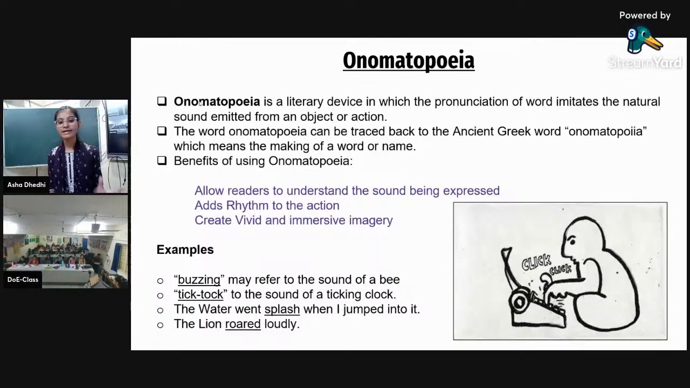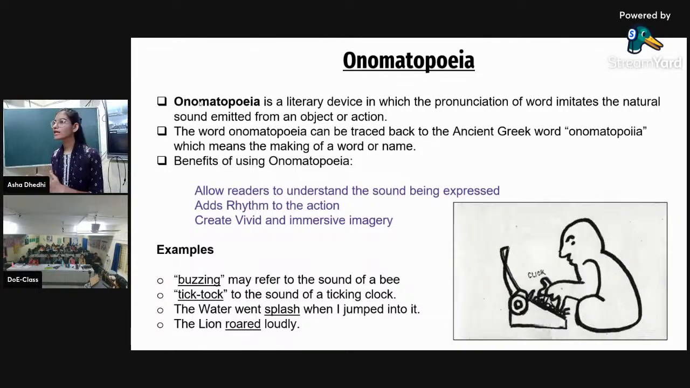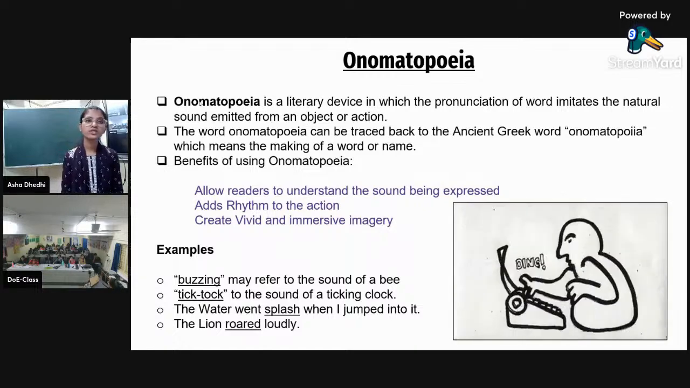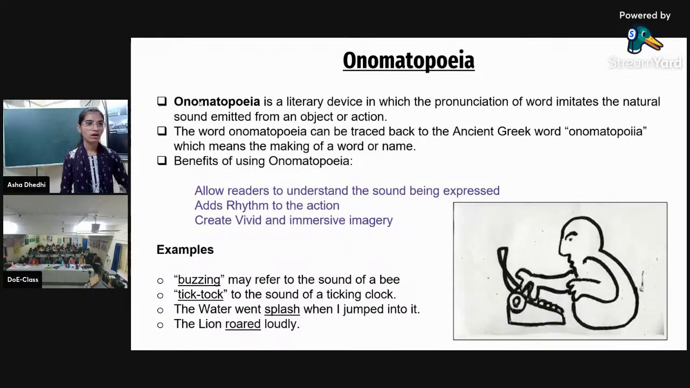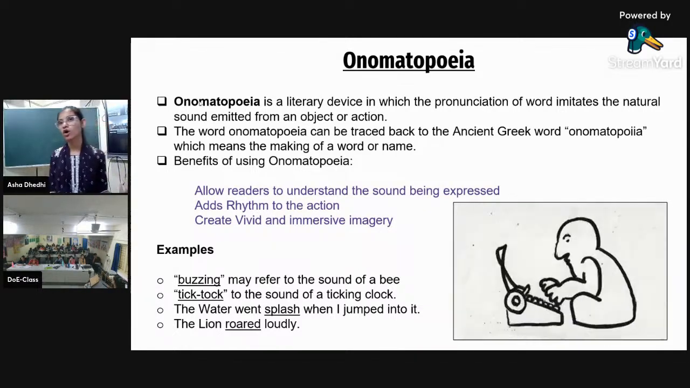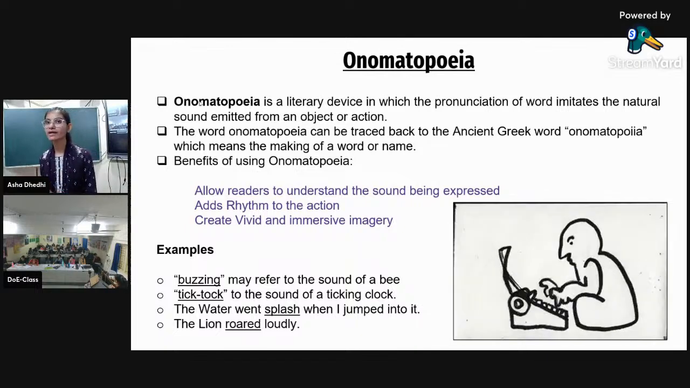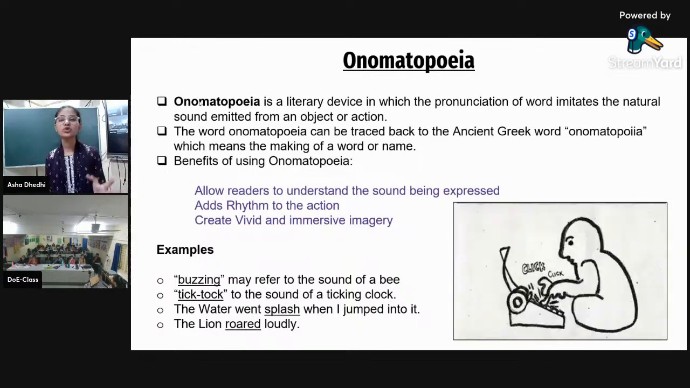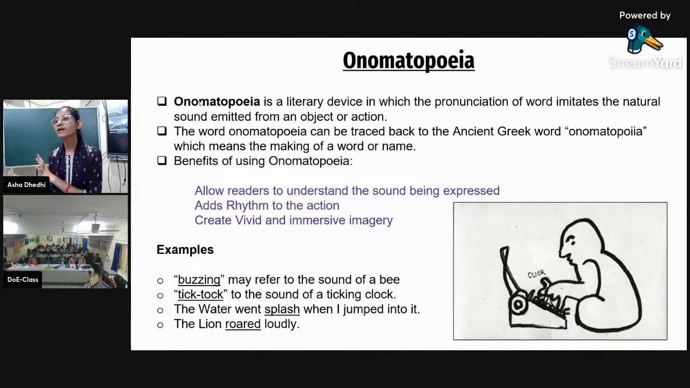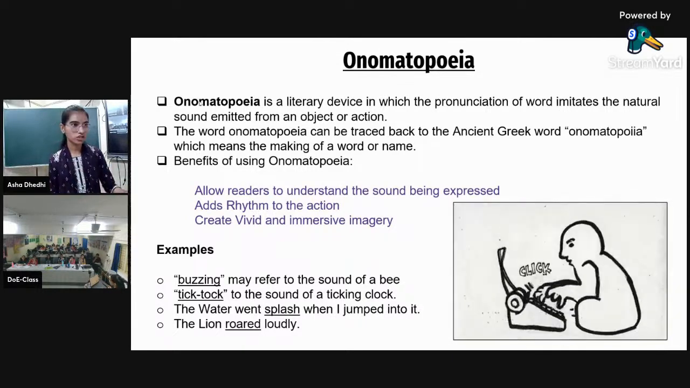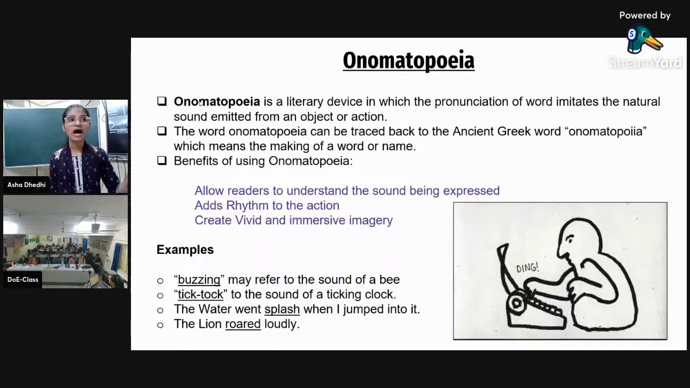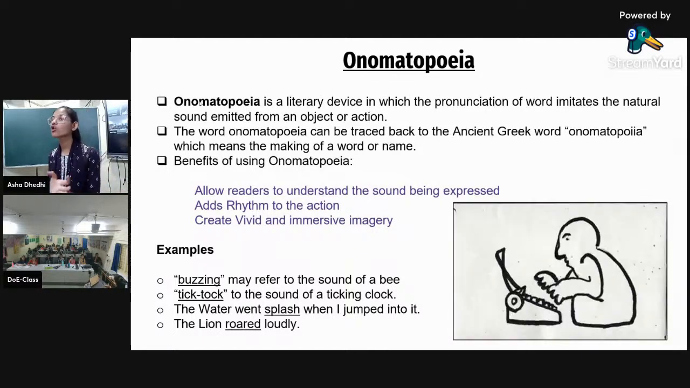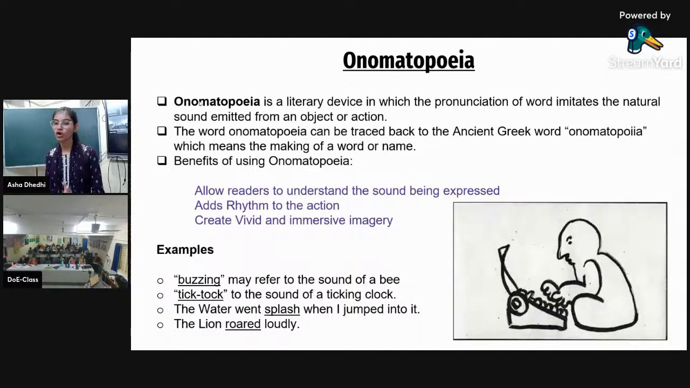Onomatopoeia is a literary device in which the pronunciation of words imitates the natural sound emitted from an object or an action. So whenever we use onomatopoeia, we are using certain words which are similar to the sounds that things are making. There is a certain action going on, and the sound of that action is mimicked or imitated within those words. Then it would be considered as onomatopoeia.